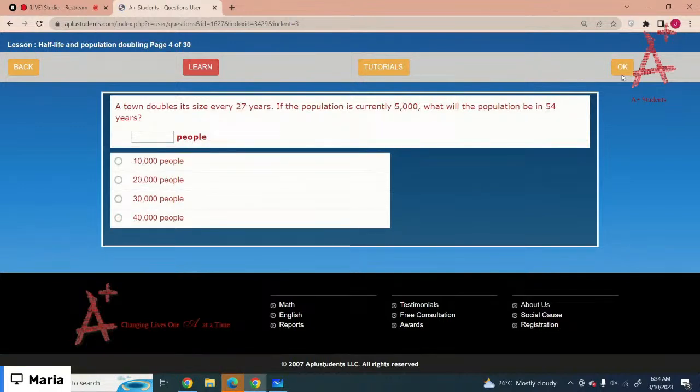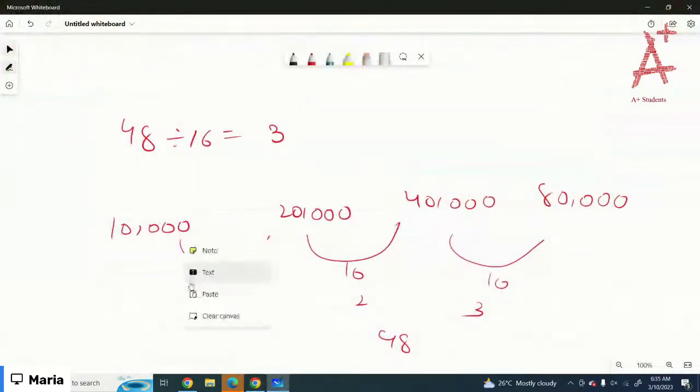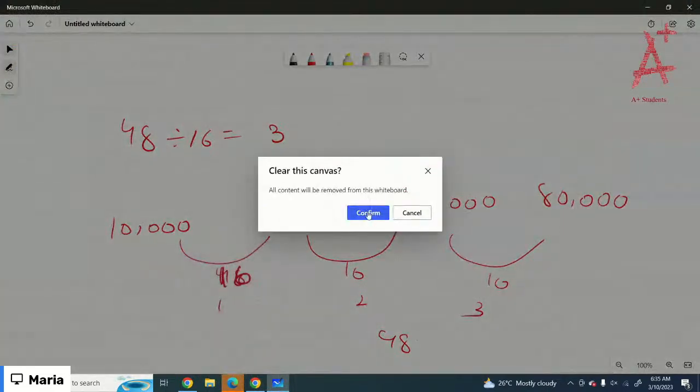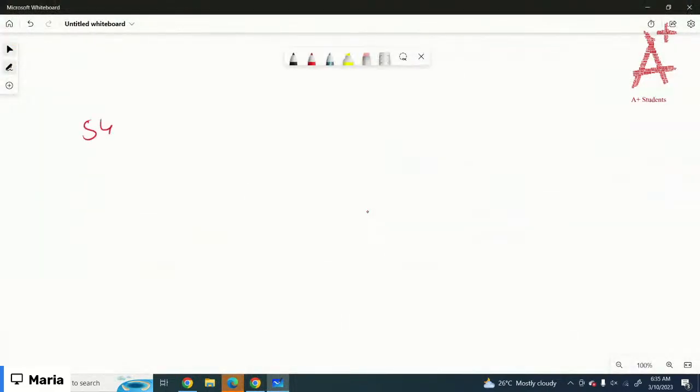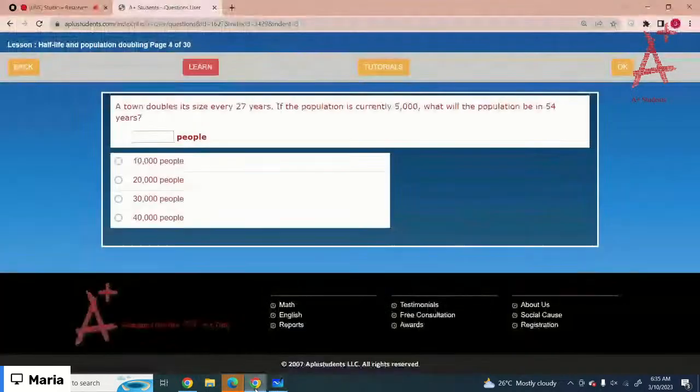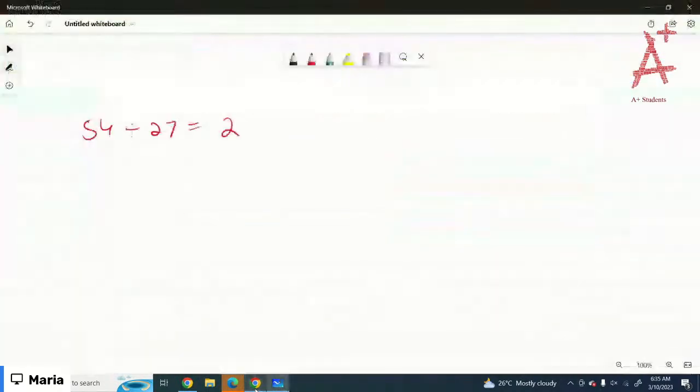Okay, the next one is, a town doubles its size after every 27 years. If the population is currently 5,000, what will be the population in 54 years? So 27 times 2 is 54. That means it would be doubled 2 times until 54 years. Got it? 5,000 it is.